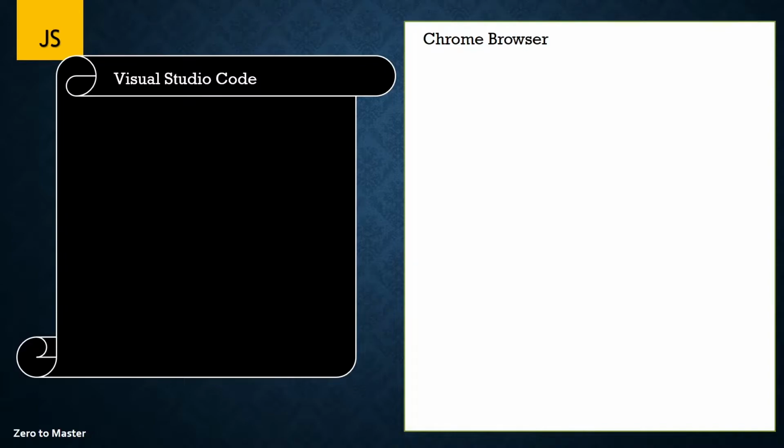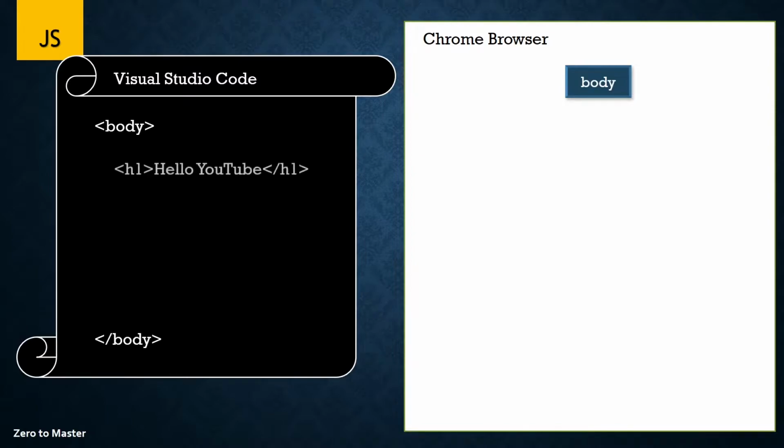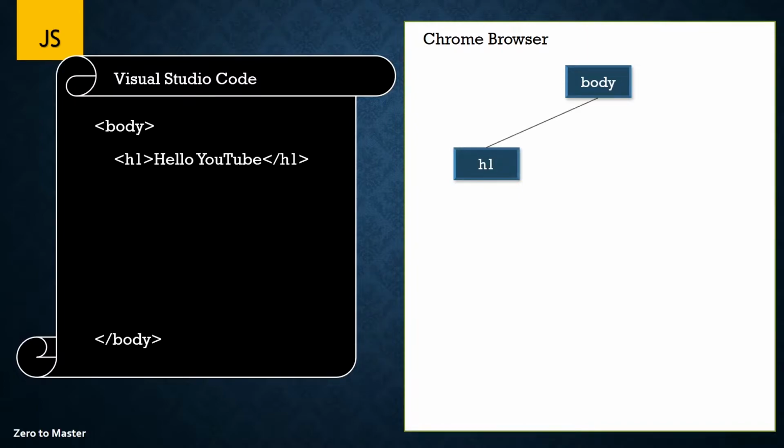So we have Visual Studio Code and we have our web browser. Let's say, for example, we have a body tag. When you start up this particular web page on your web browser, the DOM looks something like this, right? So we have the body represented on our web browser. Now the next thing, we have our H1 tag. In our H1 tag, we have hello YouTube. You can see the H1 tag being a child of the body, directly connected to the body.